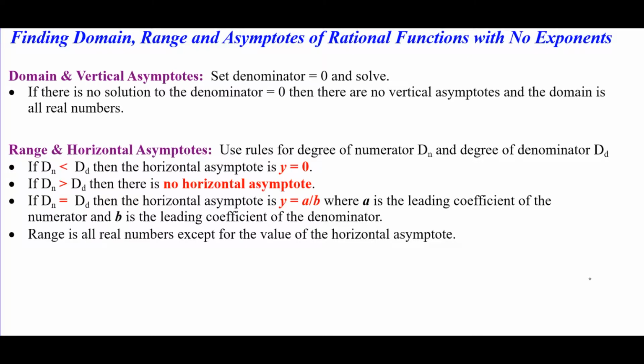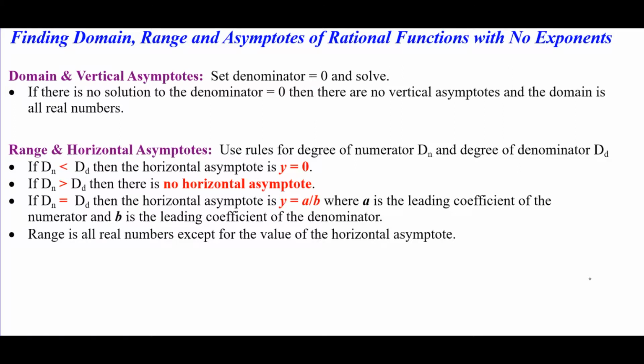In this video, we're going to look at some properties of rational functions when there are no exponents in either the numerator or the denominator. So we want to be able to find the domain and the vertical asymptotes, both of which come from setting the denominator equal to 0 and solving it. If there's no solution to the denominator equal to 0, then there would be no vertical asymptotes and your domain would be all real numbers.